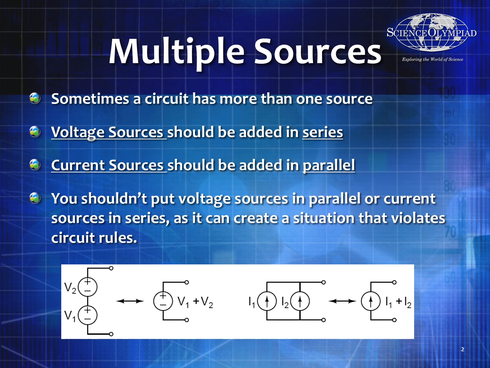Last practice, we talked about multiple sources. Sometimes a circuit has more than one source. Voltage sources are always added in series, and current sources can be added in parallel. Never put a voltage source in parallel or a current source in series.